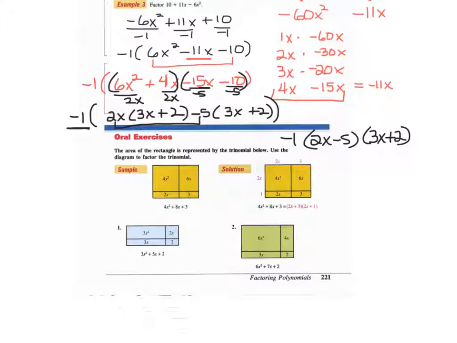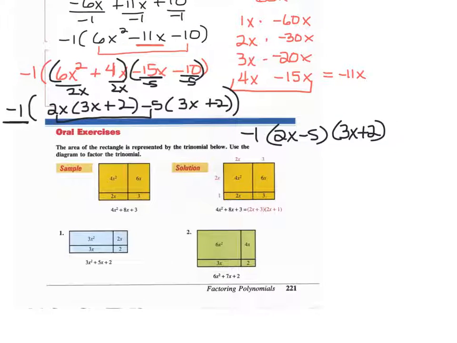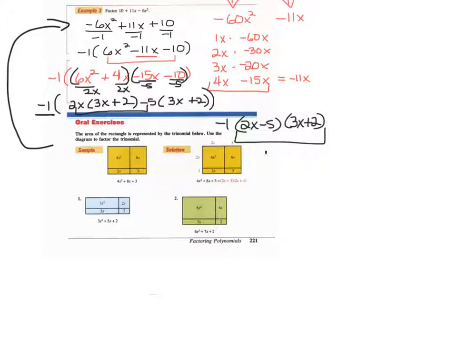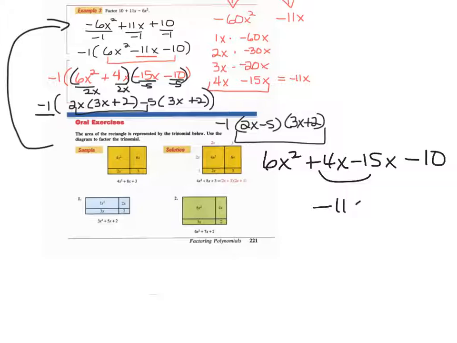In order to check this, let's go ahead and check it. So what we would do first is we're going to FOIL these two, and then we're going to distribute the -1 back in there. And then it should go back to this one right here. So let's go ahead and try it. When I FOIL this, I get 6x squared plus 4x minus 15x minus 10. Group the middles. So far, it's looking like what we had in here.